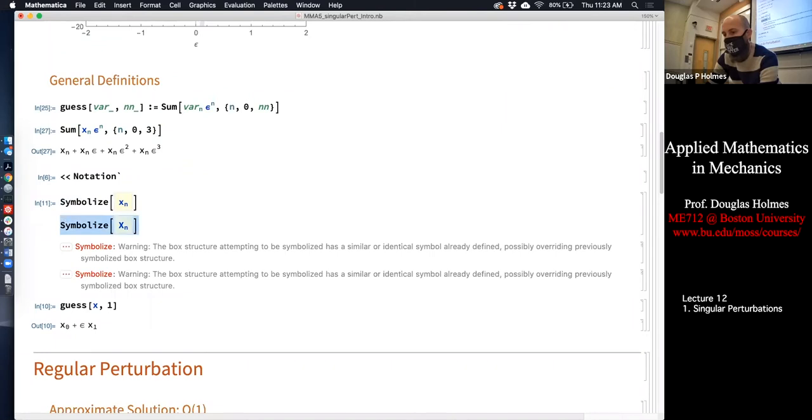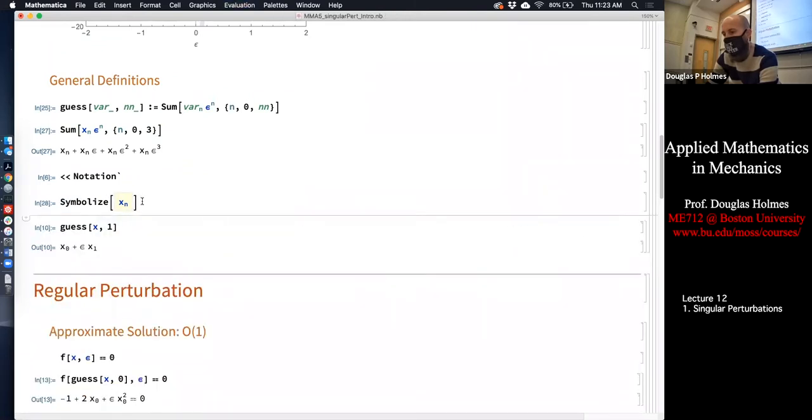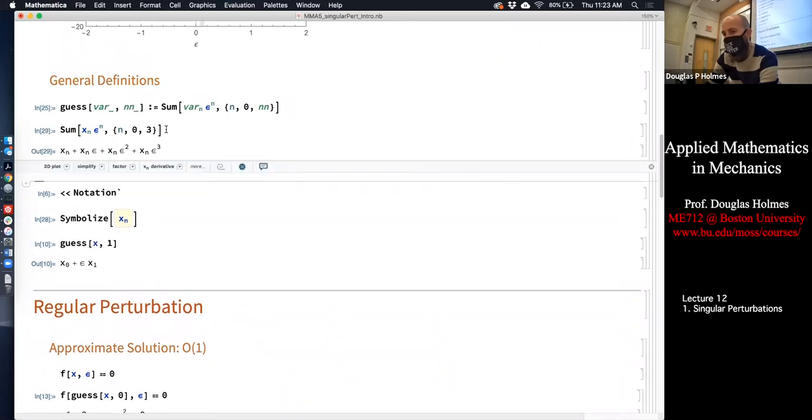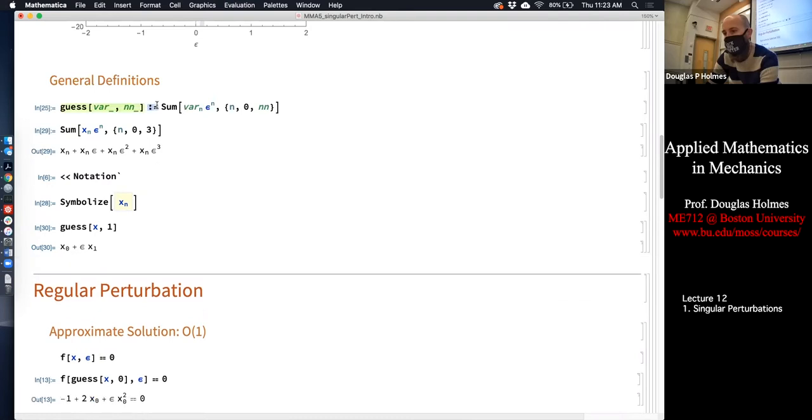Yeah. All right, try that again. Does that not work? This does. I don't know. I think it has to do with the way that this is defined.